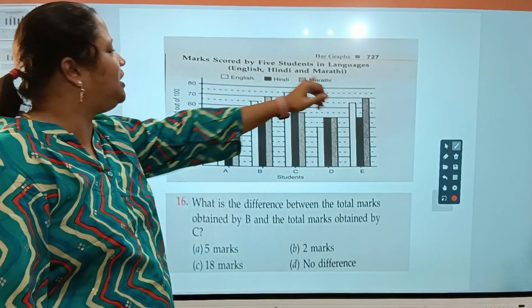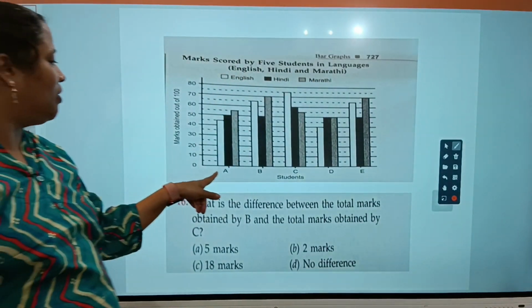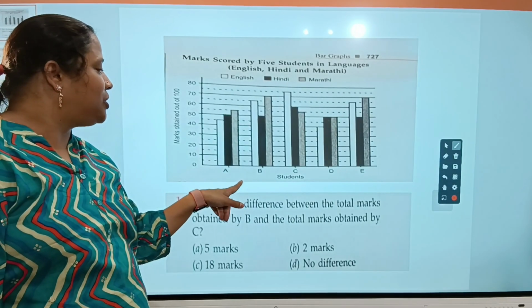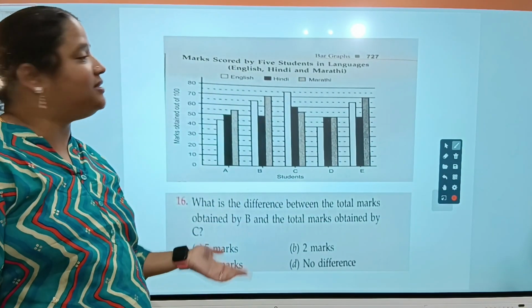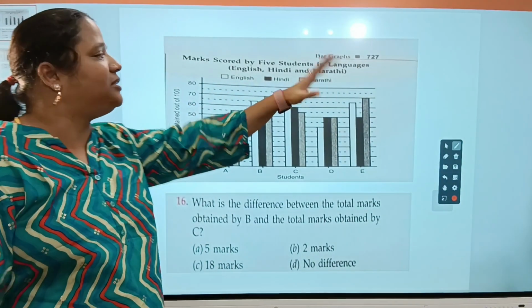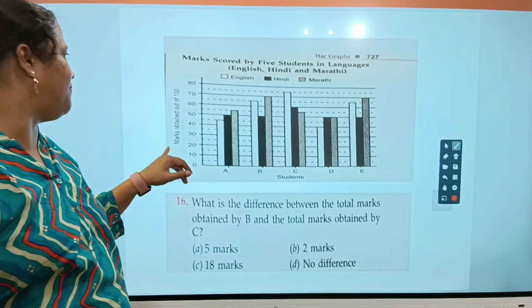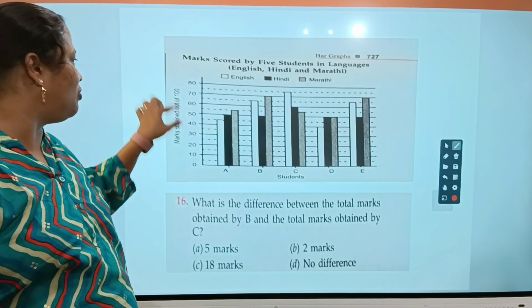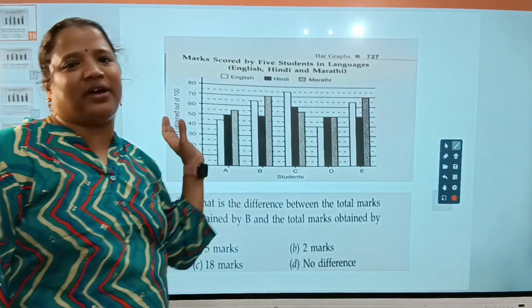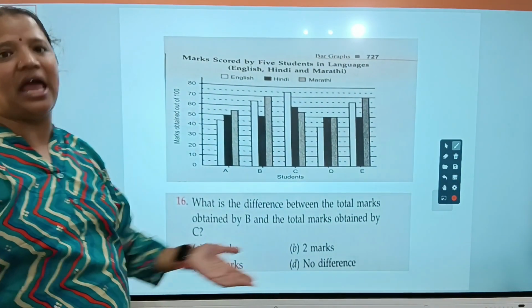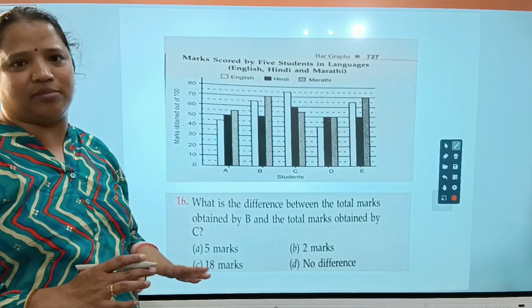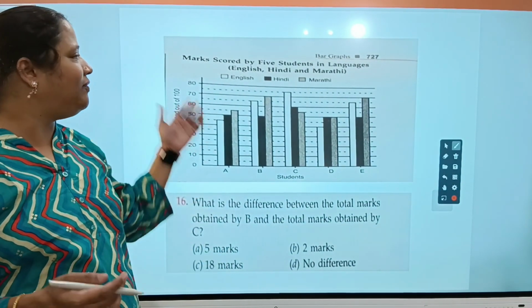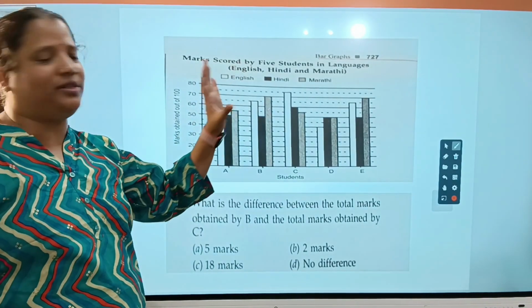The last graph in this session we are moving to is marks scored by 5 students in languages English, Hindi, Marathi. So 6 students attended one exam. What are the marks they got in 3 different subjects? That is given in this graph. The marks are out of 100. This is very easy for every student, I know, because everyone calculates the percentage after the exams are over and results are out. So it will be very easy for you to solve this graph.